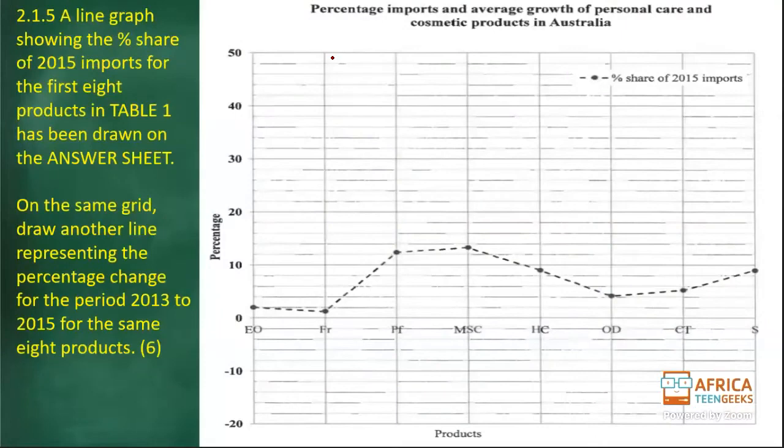Okay, then next up, question 2.1.5. I think we are running out of time though. I don't know if we'll be able to cover this. Okay, let's try. A line graph showing the percentage share of 20. Okay, no, let me not do this one because we really are out of time. We'll finish it first up Monday.